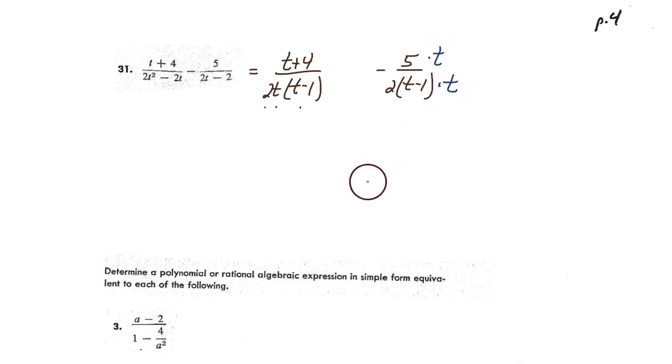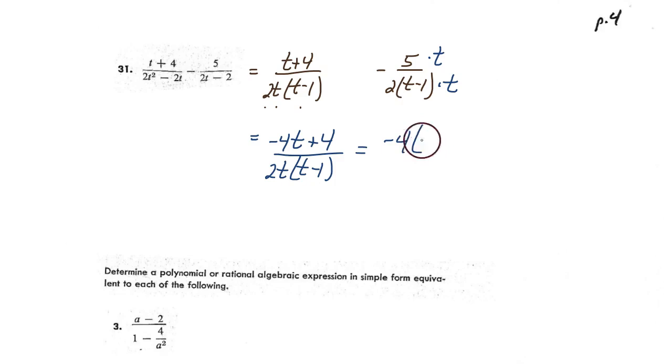Now they both have the same denominators. So we have t minus 5t, which is negative 4t, plus 4, all over our common denominator. The top will factor. We can factor out negative 4. And now we can reduce. These cancel away, and 2 goes into 4 twice. So final answer is negative 2 over t.